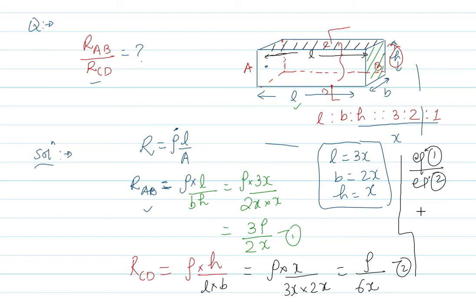And finally what you will do is just divide equation number 1 by equation number 2, right? So when you divide this, you will get RAB by RCD equals 3 rho by 2x, and this is in the form of a fraction. So when this comes in the denominator, you can further write it as a product by taking the reciprocal of this fraction. So x got cancelled out, and this is becoming 9. So the ratio is 9:1. Okay, so this is the correct answer, right? Got it? So this is a very important profile, right, students?